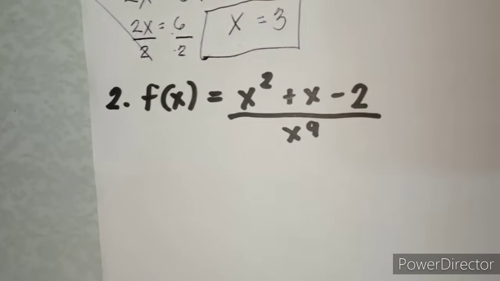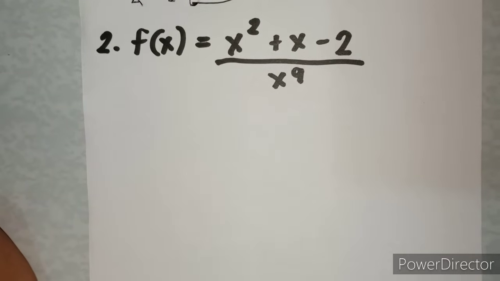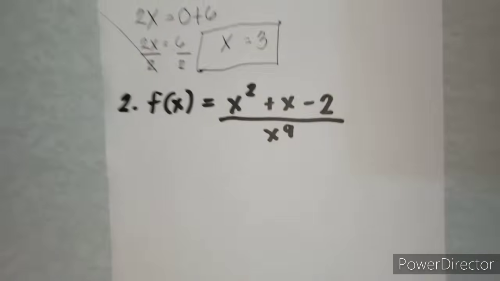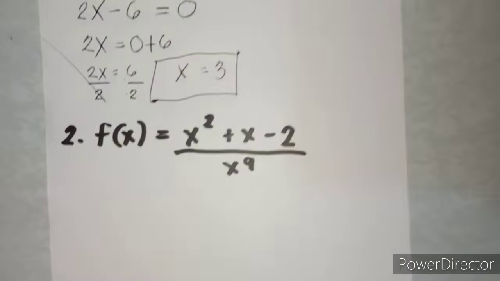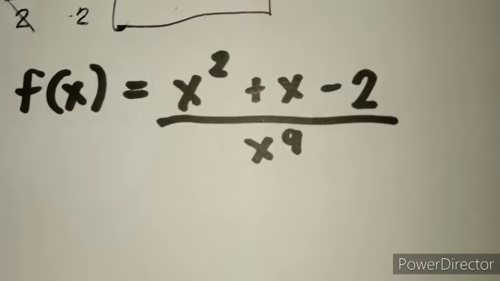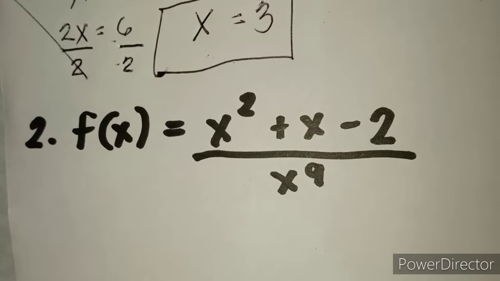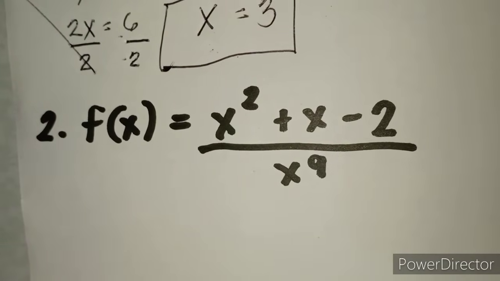F of x is equal to x squared plus x minus 2 all over x raised to the power of 9. Again, zeros po ang ating hinahanap, kaya wala tayong pakialam sa ating denominator. Take a look at our numerator. Ang tatanungin mo pag ganyan, pwede ba siyang i-factor? Yes. Pwede siyang i-factor.